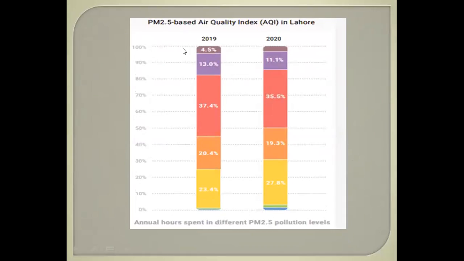As is seen in the PM 2.5 based air quality index for 2019 and 2020, you can see that its values vary. Annual averages are spent in different pollution levels.